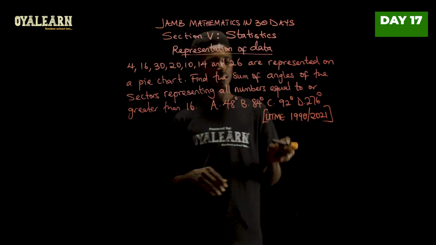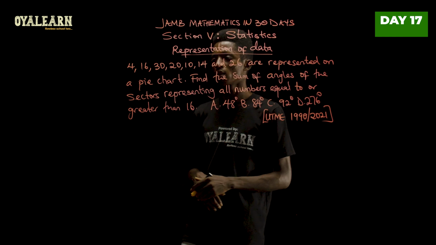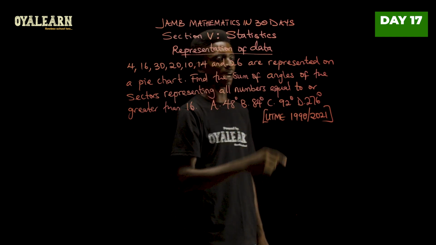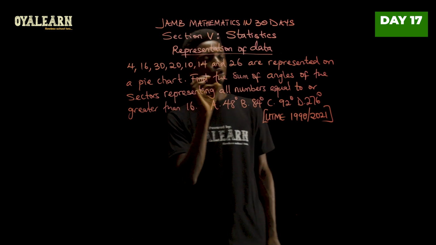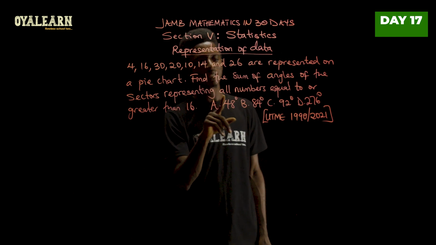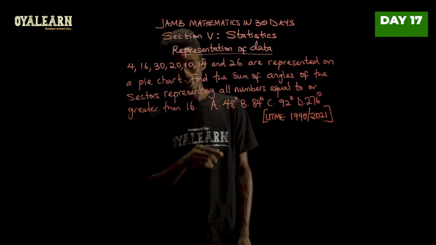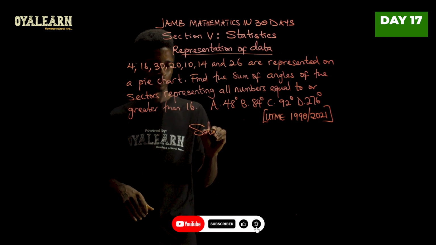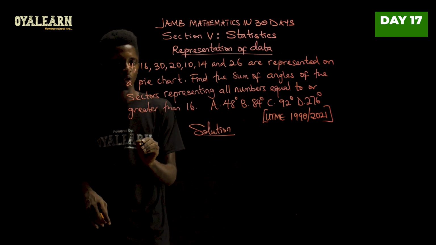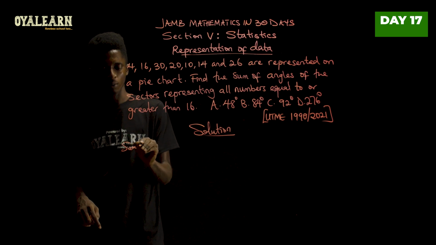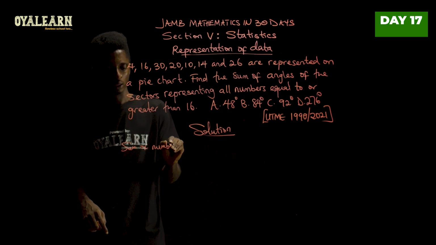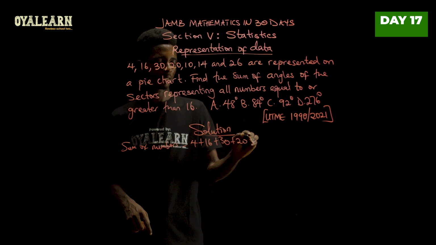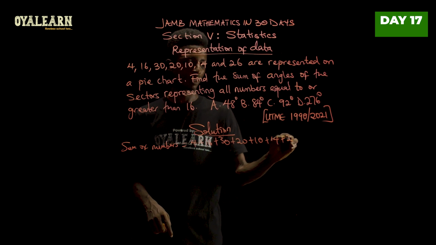This question that was set in 1990 and repeated in 2021 says that if 4, 16, 30, 20, 10, 14, and 26 are represented on a pie chart, find the sum of angles of the sectors representing all numbers equal to or greater than 16. So the first thing we want to do is to find the sum of all the numbers. That is 4 plus 16 plus 30 plus 20 plus 10 plus 14 plus 26.